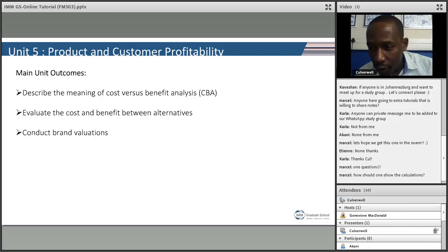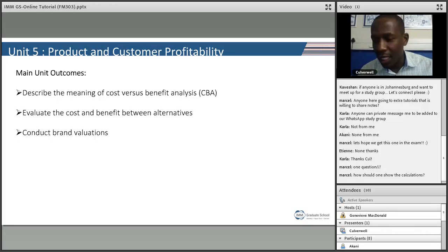How should one show the calculations? Remember they would have given you a format. You're going to put your solution on the format. Underneath the format, show your working there, in case you make a slight mistake.